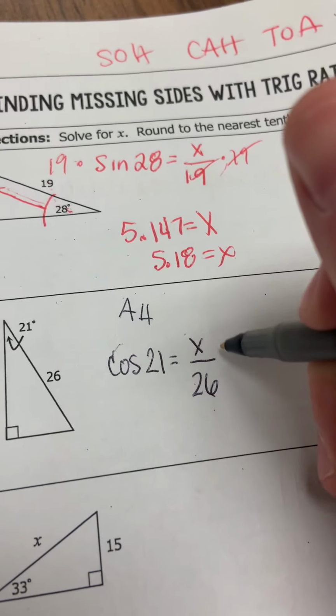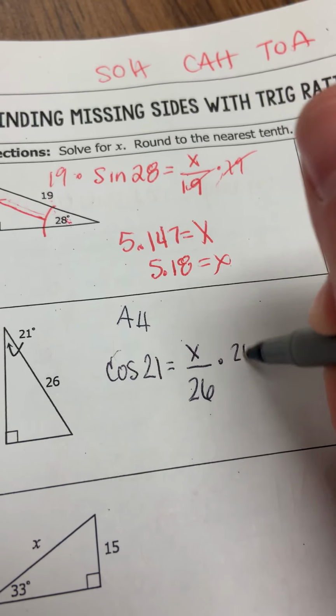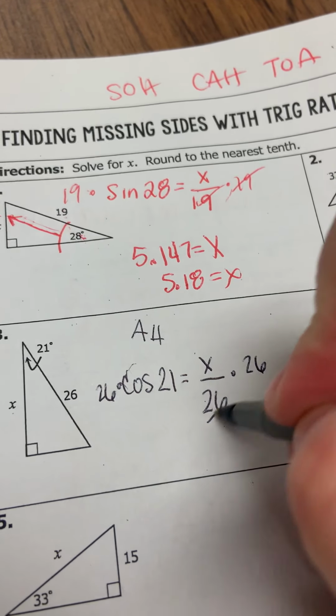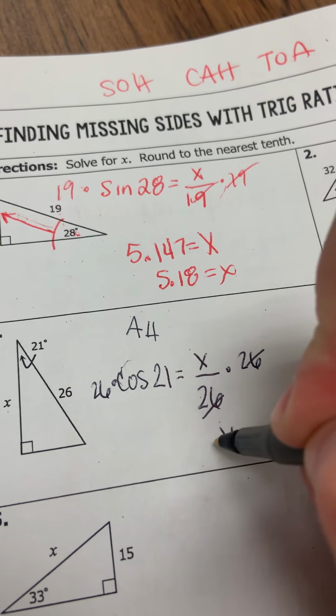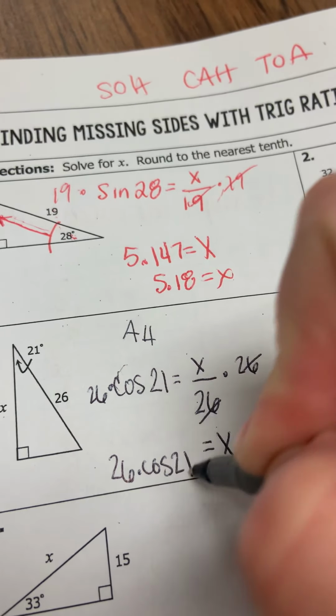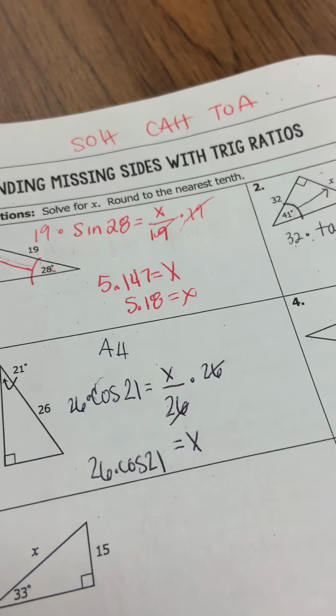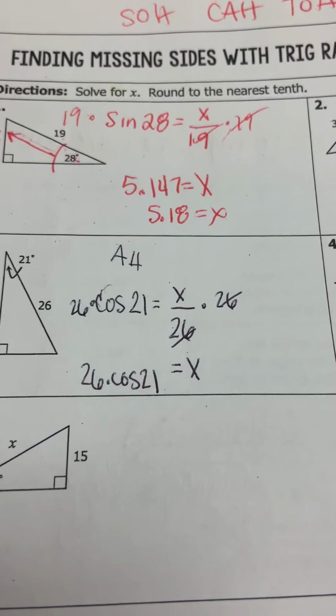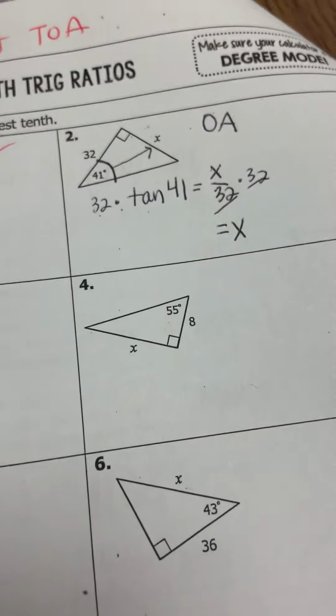Okay. Then using algebra, you're going to multiply by 26. So x equals 26 times the cosine of 21. Okay, and you can do that in your calculator as well. Okay, let's look over here.